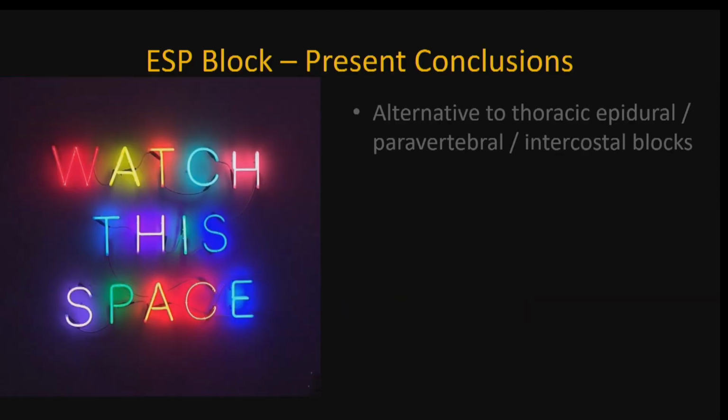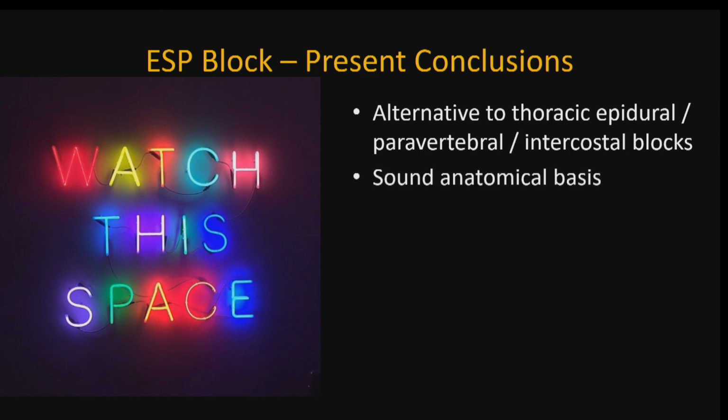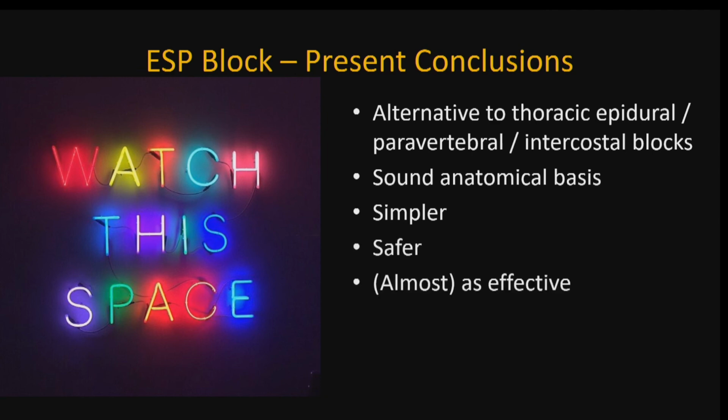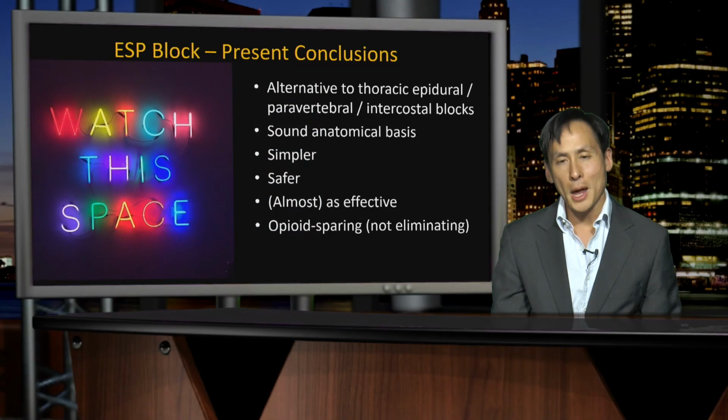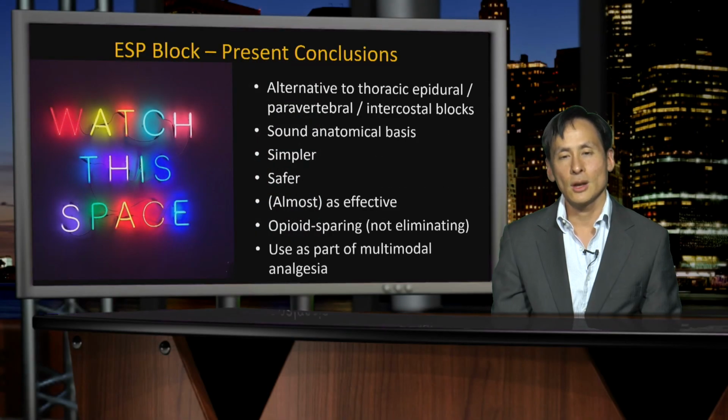So our present conclusions are that this is a developing block. It presents an alternative to epidurals and paravertebrals when those are not feasible. I think we have a sound anatomical basis at this stage to explain the block. It certainly is a simpler block to perform compared to those other alternatives. I think it is safer from a theoretical point of view and almost as effective. Remember that you should go into it expecting it to be opioid sparing, but certainly not eliminating. Be prepared to use other analgesics as necessary and really use it as part of your overall multimodal analgesic regimen, and you won't be disappointed.